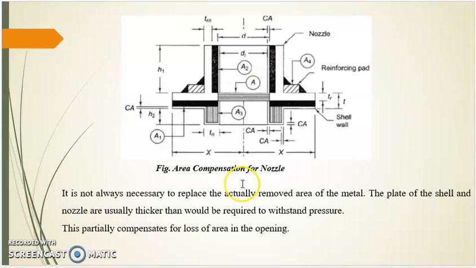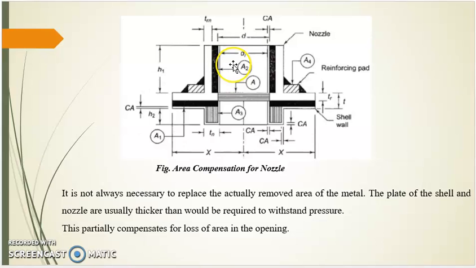Now we will see area compensation for nozzle. This is the nozzle. It is not always necessary to replace the actually removed area of metal. The plate of the shell and nozzle are usually thicker than would be required to withstand pressure. This partially compensates for loss of area in the opening.